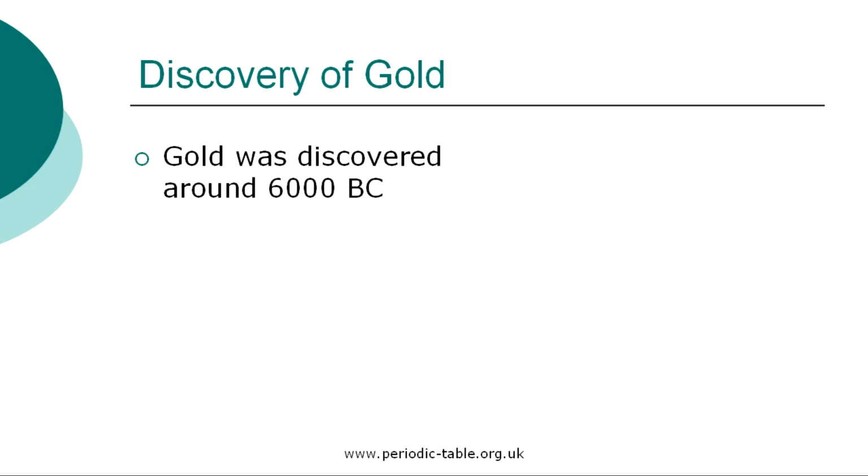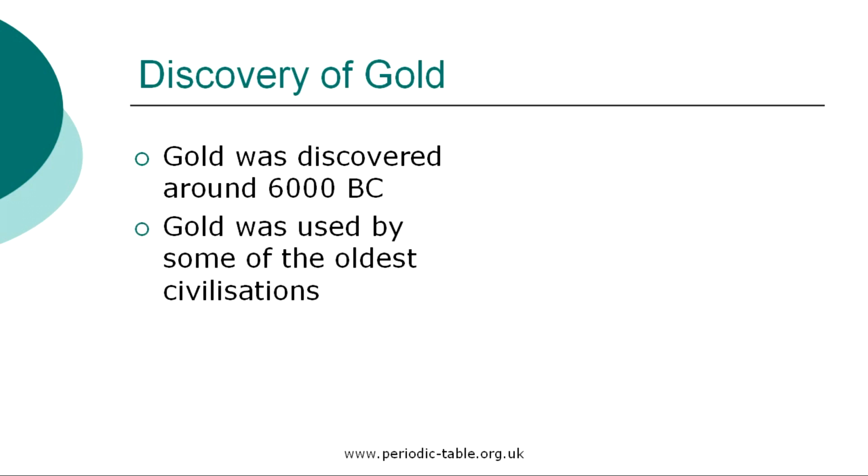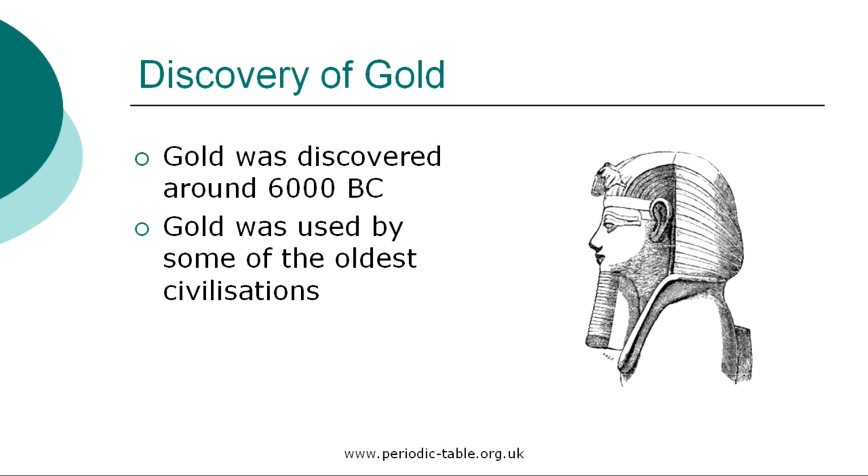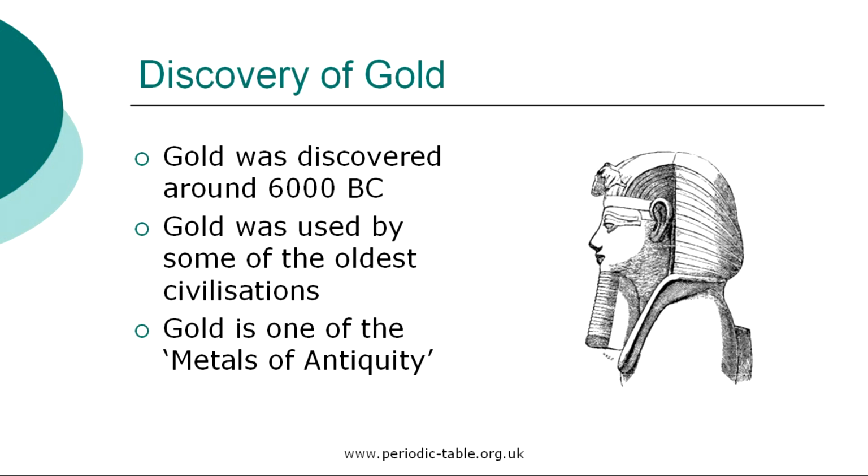Gold was discovered around 6000 BC and is one of the first metals mined and crafted by man. Some metals, including gold, were used by some of the oldest civilizations, including the ancient Egyptians, Aztecs, Greeks, and Romans. Right up to the medieval period of the Middle Ages, people believed that only 7 metals existed. These 7 metals were iron, gold, silver, copper, lead, tin, and mercury, and are now referred to as the metals of antiquity.